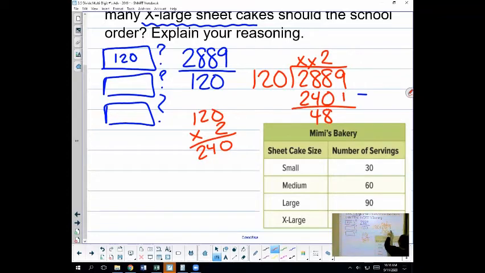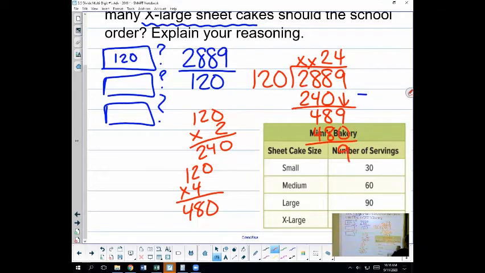Now I have one more number to bring down, 9. I know it's 12 times 4, because if I add a 0 there, that'd be 48 with a 0. That's as close as I can get. So I put 4 here, but I would have a little bit left over of 9. That means I have 9 pieces, or 9 people out of 120, or 9 pieces of cake that I need out of 120. So how many cakes should I actually purchase?